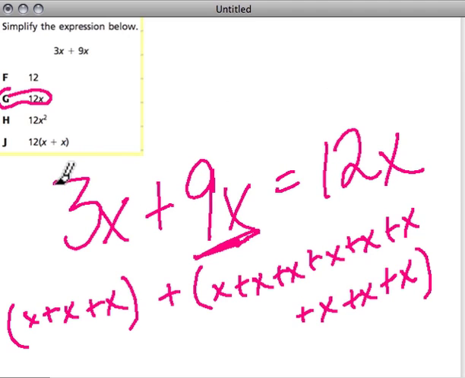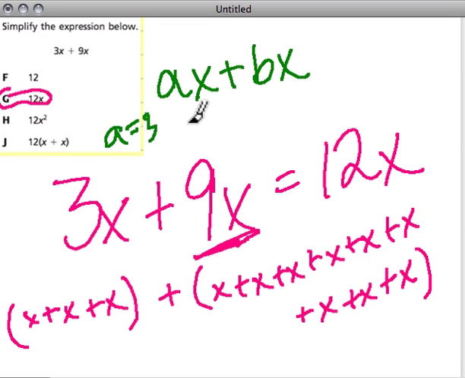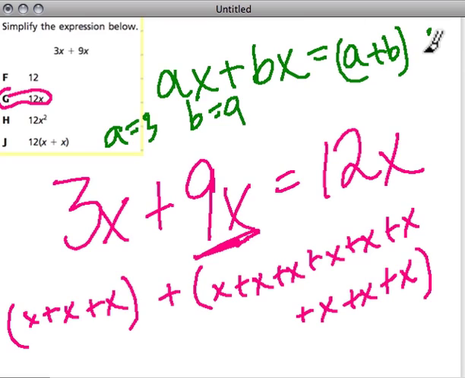A procedure for adding up x, let's say we have some number a times x, plus b times some x. In this case, a is 3 and b is 9. We always will have (a plus b) x. So we can just add the coefficients when we're adding up these variables. And the reason why we can do that goes back to this scenario right here.